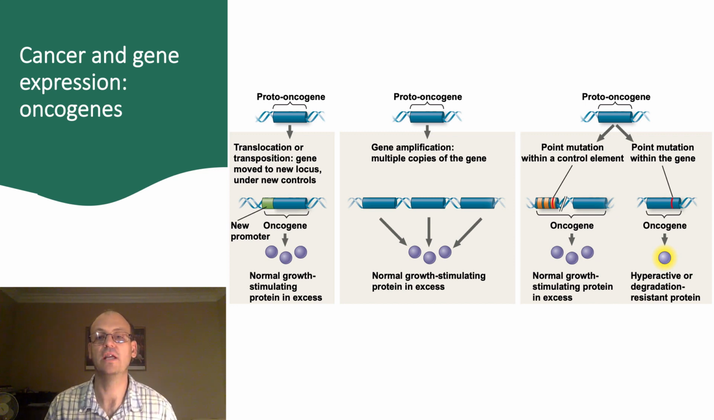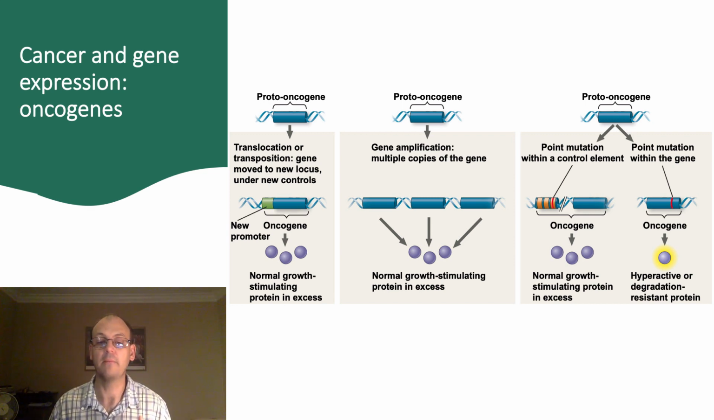Let's look at how a gene that normally helps progress the cell through the cell cycle becomes an oncogene, in which the cell cycle progresses in an uncontrolled way. This can happen in one of three ways. First, a proto-oncogene may be transposed or translocated to another part of the genome. When this happens, it may settle into a place with different regulatory elements.